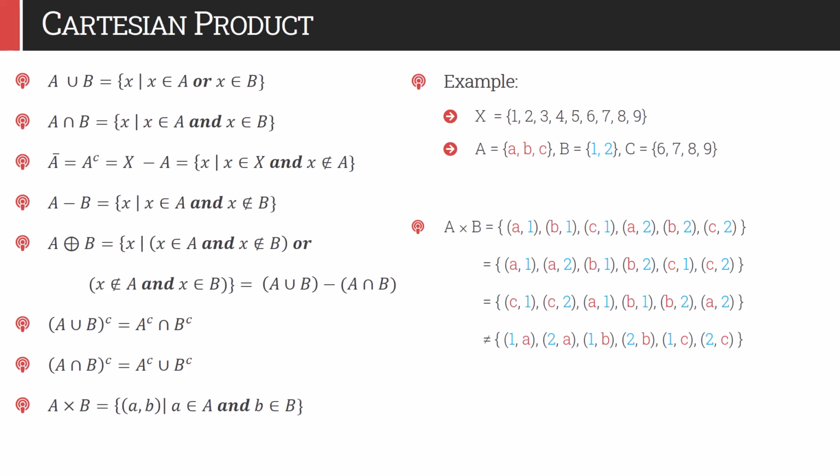But it is not the same as 1a, 2a, 1b, 2b, 1c, 2c. Because we are computing A Cartesian product B, the first element in a tuple must be from set A. Here it is coming from set B and hence A Cartesian product B is not the same as B Cartesian product A.